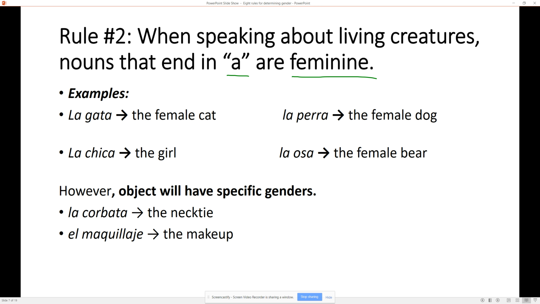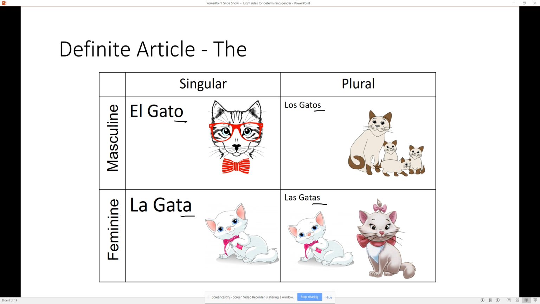Or el maquillaje. Men usually don't wear makeup. I mean, some do, especially for performing arts, but not usually. So why is that female? Why is that male? So here are the rules.